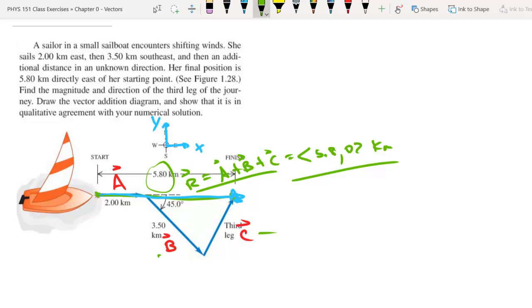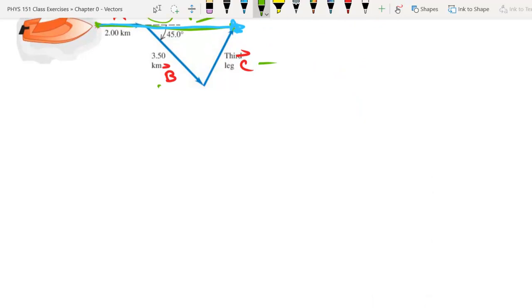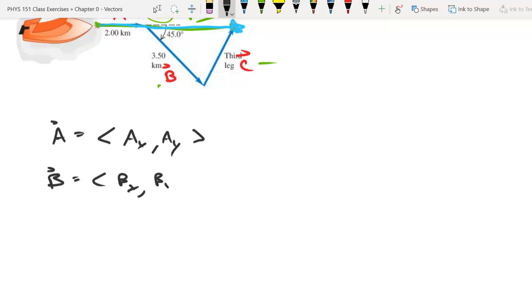So the idea is, let me just write all this out here. I can write out A in vector format with some AX, AY. I can write out B in some vector format, BX, BY. I can write C out in a vector format, CX, CY. These are all in kilometers.